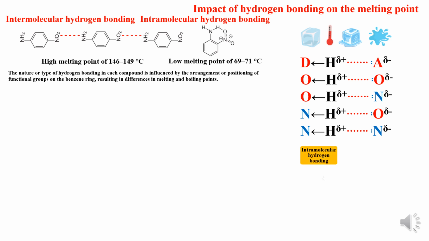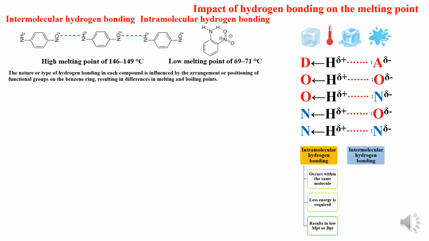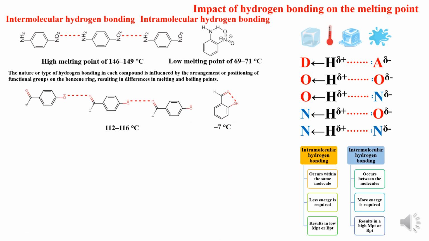So intramolecular hydrogen bonding occurs within the same molecule, and less energy is required to break this hydrogen bond, and therefore this results in a low melting or boiling point. While in case of intermolecular hydrogen bonding, it occurs between the molecules, requires more energy to break the bond, and this results in a high melting or boiling point.